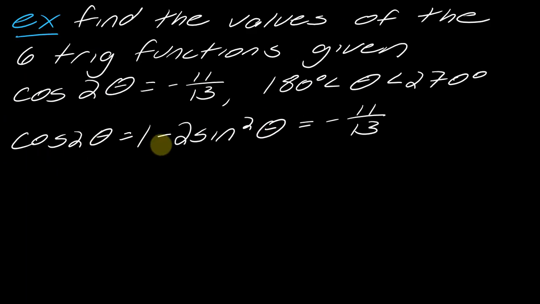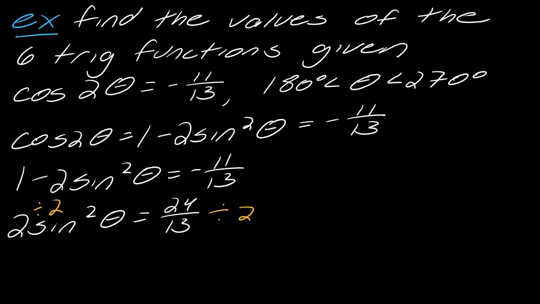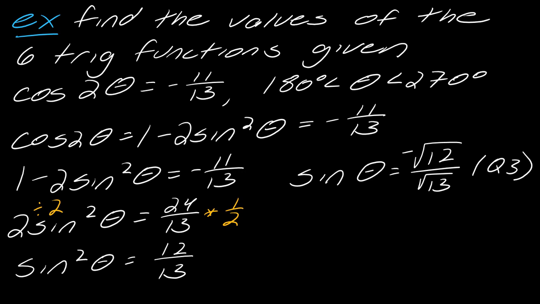So cosine of 2 theta is equivalent to 1 minus 2 sine squared theta. And now I'm going to set that equal to -11 over 13. This allows me then to go through and actually solve for sine of theta. I can solve for sine squared theta. I can divide both sides by 2, which is equivalent to multiplying by 1/2, right? So sine squared theta is going to equal 12 over 13. And then when I take the square root, this comes out to negative square root of 12 over 13.